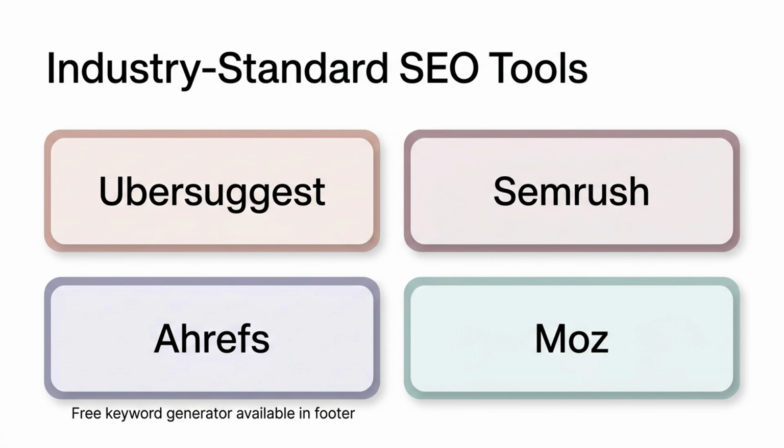Beyond Google's native options, professional SEOs rely on industry-standard tools like Ubersuggest, SEMrush, Ahrefs, and Moz. While Ubersuggest used to be entirely free, most of these are now premium platforms. However, they are worth the investment for serious projects. If you are on a budget, you can still find free utilities. For example, Ahrefs offers a free keyword generator tool hidden down in the footer of their website, which is incredibly useful for gathering initial ideas.